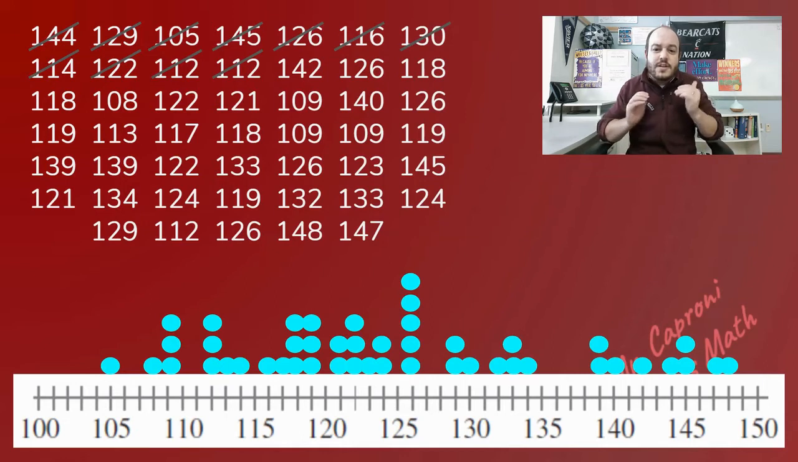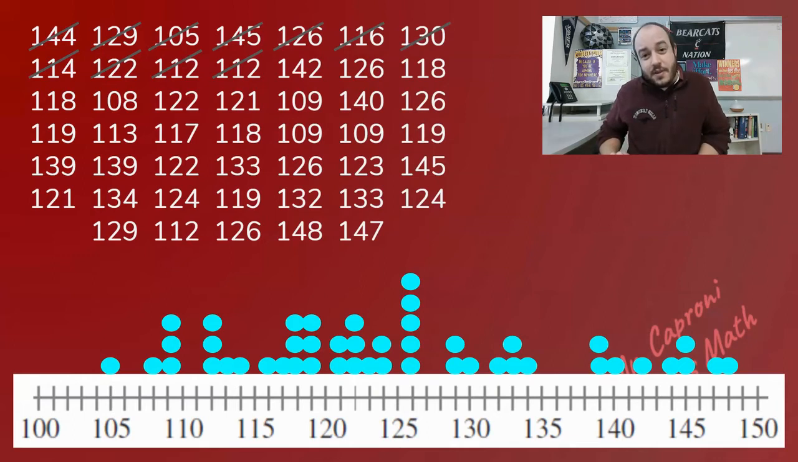Now, notice once we are done, we see all of the dots for every one of the numbers I had above. So why a dot plot? Well, one of the quickest things you can learn from a dot plot that you can't see in a lot of other things is the mode. Remember, the mode is the number that occurs the most.